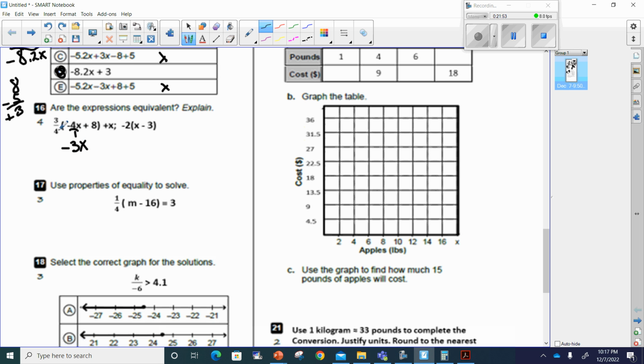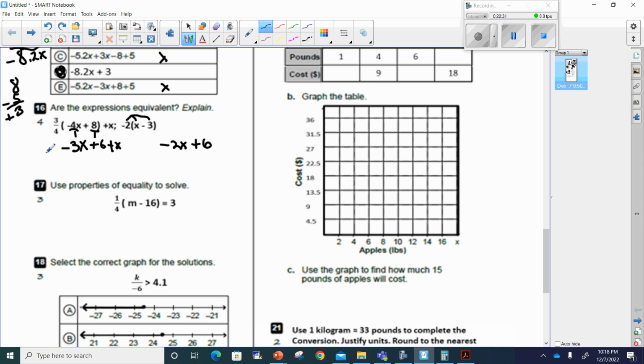That's 3/4 of 8, okay? I can say that I have 8 over 1, then I have a 4 and an 8 here. 4 divided by 4 is 1. 8 divided by 4 is 2. So this would be 3 times 2, which would be plus 6. Then it says plus x. They want to know, does that equal negative 2 times x, which is negative 2x, and negative 2 times negative 3, which is a positive 6.